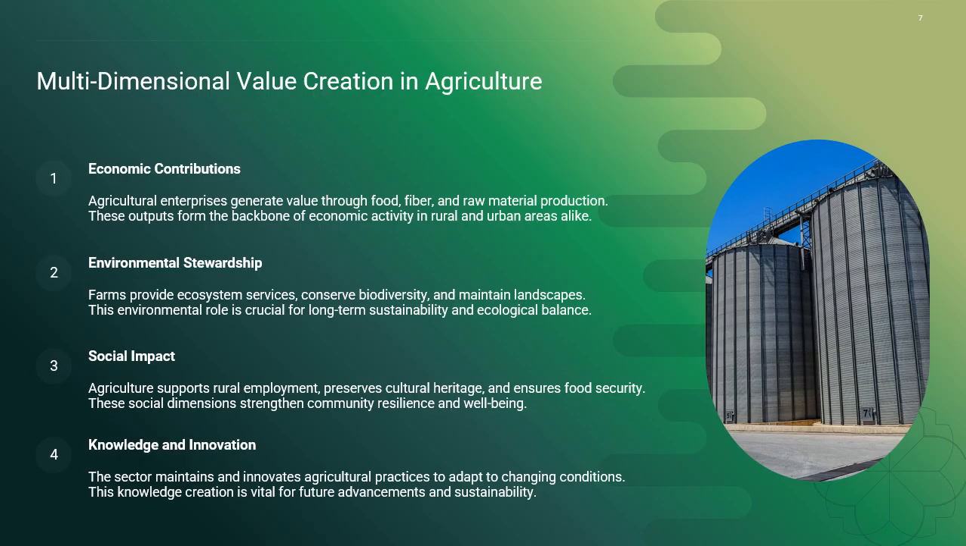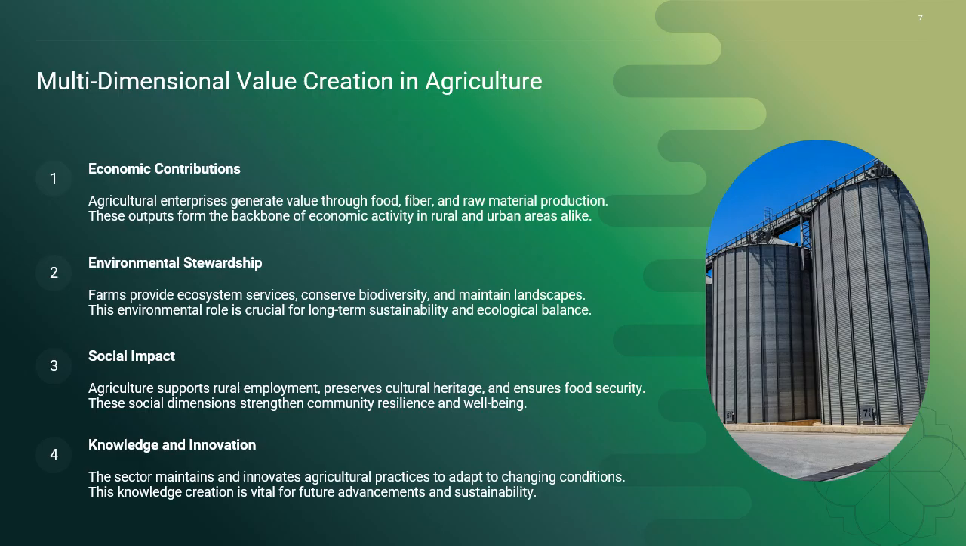Well-managed agricultural lands provide crucial ecosystem services, including carbon sequestration that mitigates climate change, water filtration that protects drinking water supplies, biodiversity conservation that maintains genetic resources and wildlife habitat, and landscape maintenance that preserves scenic and cultural values. These environmental contributions are increasingly recognized and valued by society, creating opportunities for agricultural businesses to capture value from their stewardship activities.